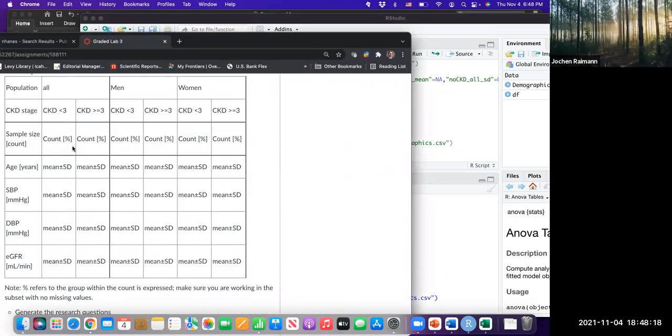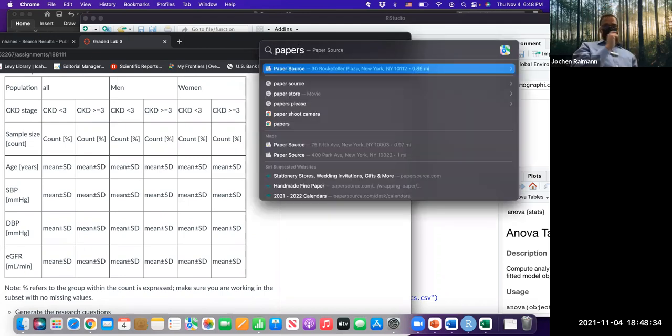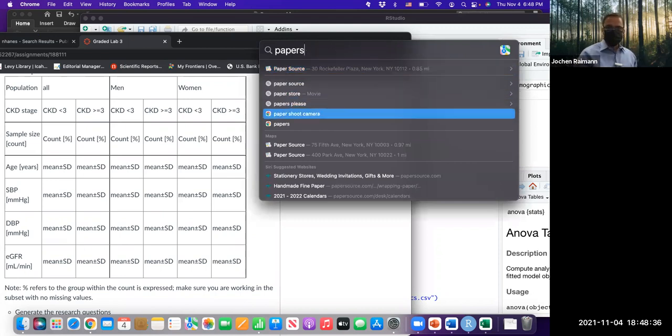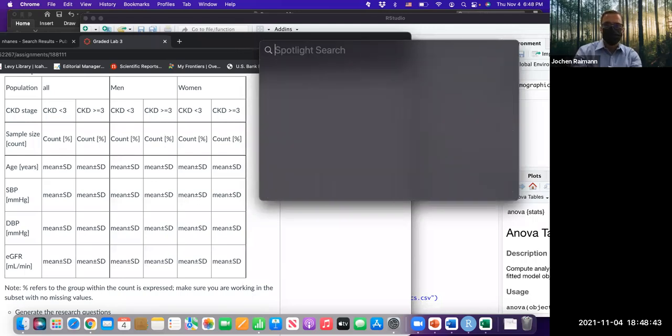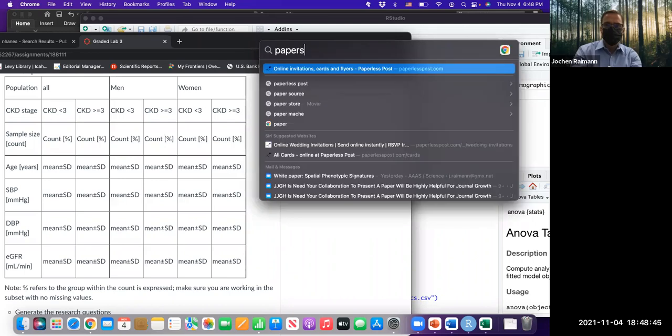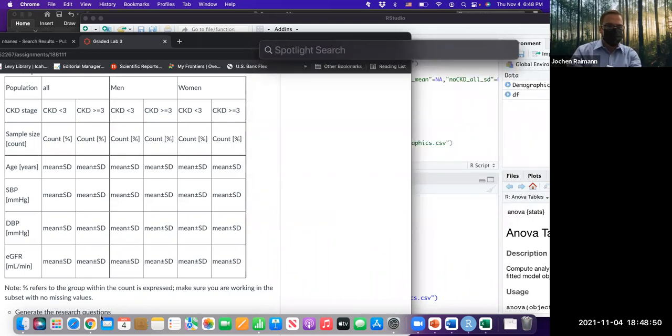That's what a Table 1 is. This is your Table 1. You go in whatever publication. I can show you actually. Hold on. Let's go in whatever publication, event papers.